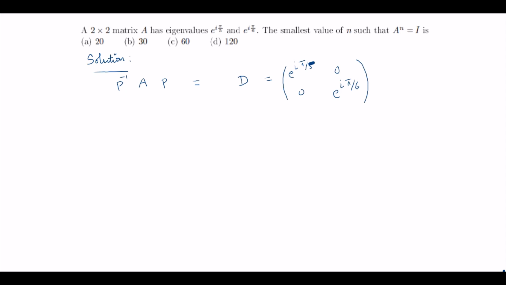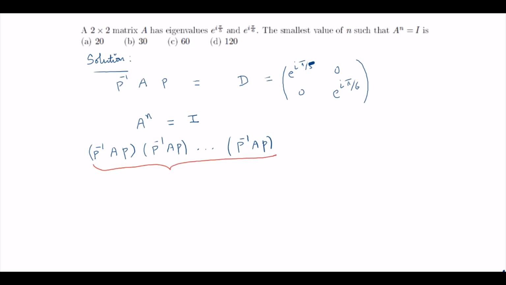And they said A power n is equal to I. Now let us calculate A power n from this formula. So what I am going to do is multiply P inverse AP, P inverse AP, dot dot dot, P inverse AP. This P inverse AP I multiplied n times.